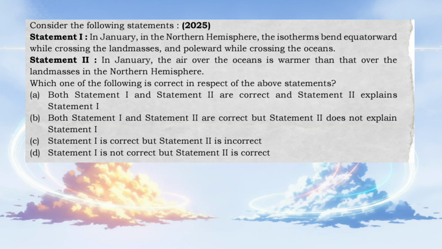Question 12, UPSC Prelims 2025. Consider the following statements about January isothermal maps. Statement I, in January, in the northern hemisphere, the isotherms bend equatorward while crossing the land masses and poleward while crossing the oceans. Statement 2, in January, the air over the oceans is warmer than that over the land masses in the northern hemisphere. Option A, both correct and 2 explains I. Option B, both correct but 2 does not explain I. Option C, I correct but 2 incorrect. Option D, I not correct but 2 correct.